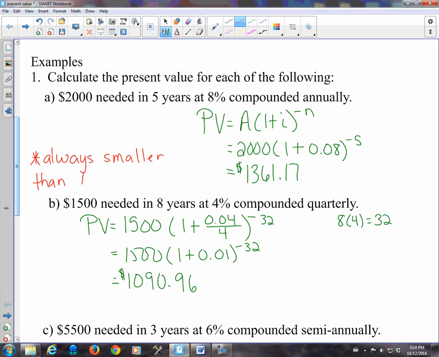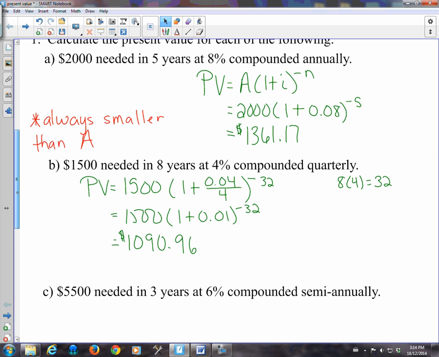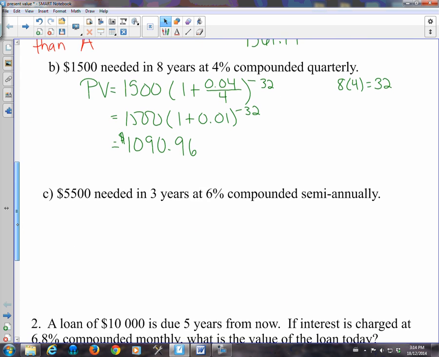So if you do a question and you get an answer when you're doing present value that's bigger than what you started with, bigger than the A amount, then you've done something wrong. Go back and double check your numbers in your equation and double check your calculating.